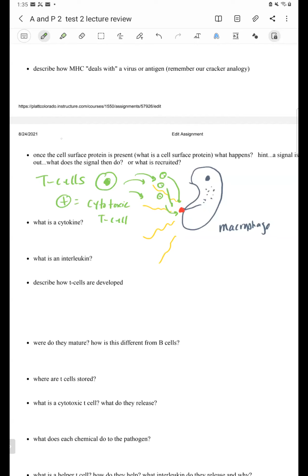Okay, this is also part of your cell-mediated immunity, right? Your cell surface protein, the cell-mediated immunity.